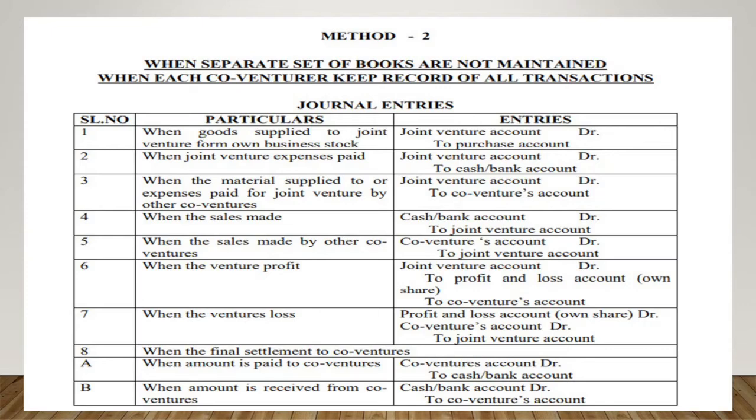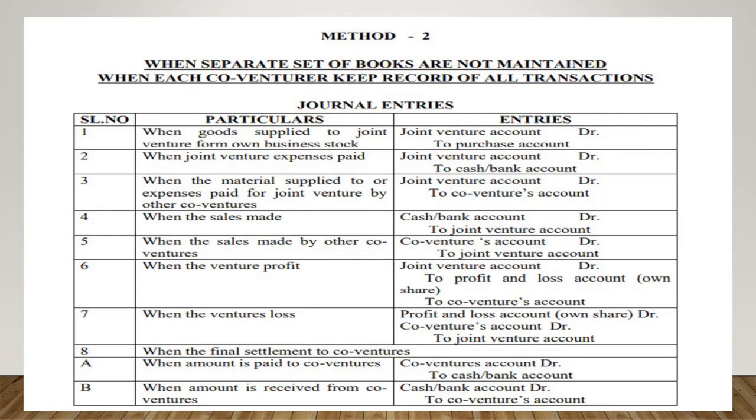So how to remember? Goods supplied from his own stock. From the stock, we have to credit the purchases because the stock value is reducing or going out. That's why that stock was sent for joint venture. So the entry will be joint venture account debit to purchase account. Expenses paid by the co-venturer from his pocket: joint venture account debit to cash or bank account. Material supplied and expenses paid by other co-venturer: joint venture account debit to other co-venturer's personal account.